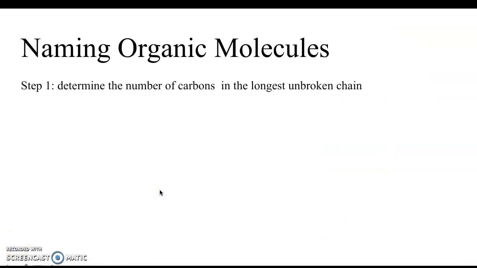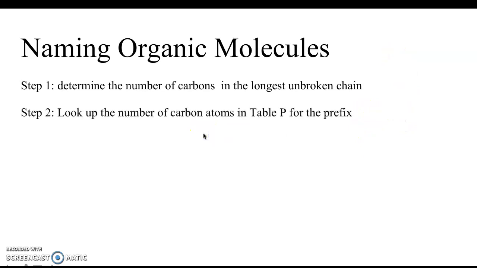And here are some steps for you to follow when naming organic compounds. The first and most important thing is to determine the number of carbons in the longest unbroken chain. So if you can trace all the carbons without lifting your pencil, no matter if they bend or whatnot, that is an unbroken chain. You're then going to look up the number of carbon atoms in table P for the correct prefix. You're going to apply the appropriate suffix, meaning the ending. So if it belongs to alkanes, it would have that A and E ending.